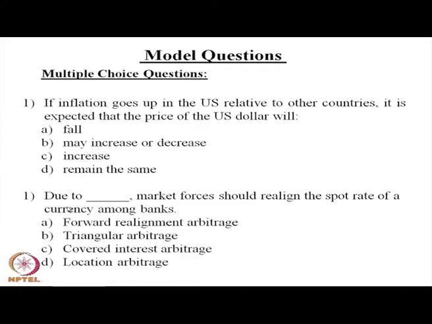Second question: due to dash, market forces should realign the spot rate of a currency among banks. Due to what? Market forces lead to realignment of the spot rate. Market forces come through arbitrage opportunity. So arbitrage opportunity leads to realignment of currency among banks.